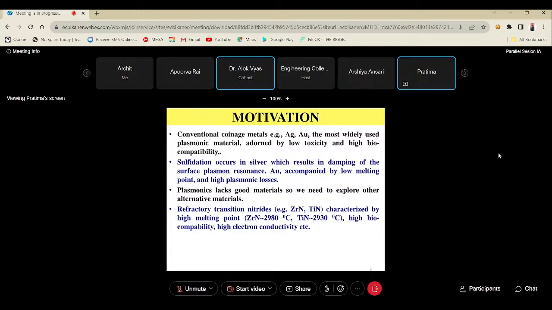Sulfidation occurs in silver, which results in damping of the surface plasmon resonance, and gold is accompanied by a low melting point and high plasmonic losses. So there is a need for good alternative materials, refractory transition nitrides such as ZrN and TiN, characterized by high melting point, high biocompatibility, and high electron conductivity, etc.